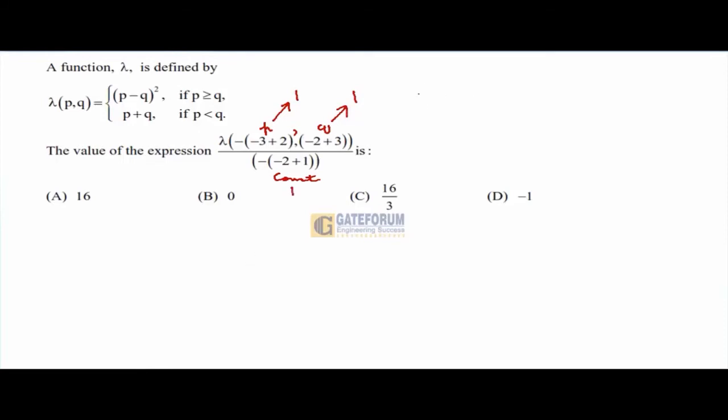So this turns out to be lambda(1, 1) divided by 1. Now here p is equal to q, so this one will be followed. So that will be equal to (1 minus 1) whole square by 1. But 1 minus 1 is 0, 0 square is 0. So the answer is 0. So this will be the answer.